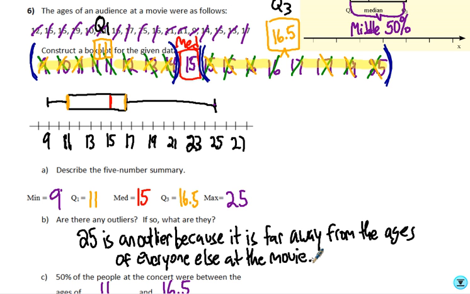All right, so let's go ahead and stop here and then try number 6 on the right side.